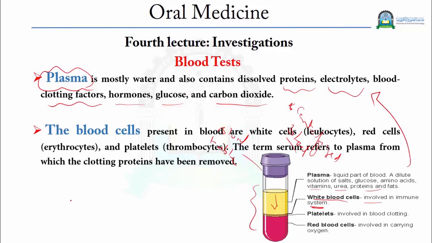The blood cells contained in the blood are the RBCs and the WBCs, white blood cells, which we call the leukocytes, and also the platelets. So we have the platelets, RBCs and leukocytes. The term serum refers to plasma from which the clotting proteins have been removed. So the serum is clotting-factor-free plasma.